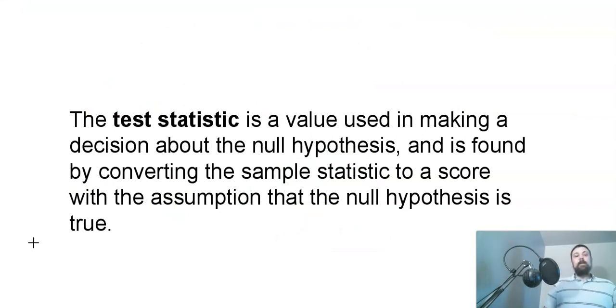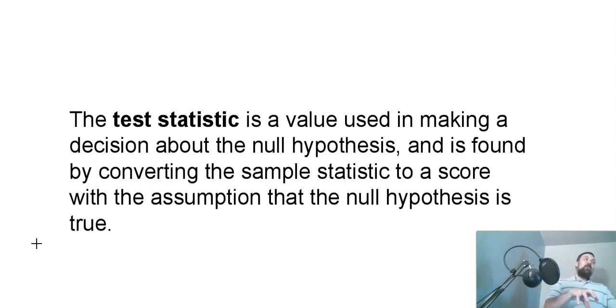The test statistic is a value used in making a decision about the null hypothesis and is found by converting the sample statistic to a score with the assumption that the null hypothesis is true. All right, so to calculate the test statistic, we'll be given a formula, and we're going to take into account the sample data that we have, along with the null hypothesis, assuming that the null hypothesis is true. And then the value that we get as our test statistic will be used to judge that assumption. So again, if we get a ridiculous number for the test statistic, then we made a ridiculous assumption, which means the null hypothesis is probably not true.